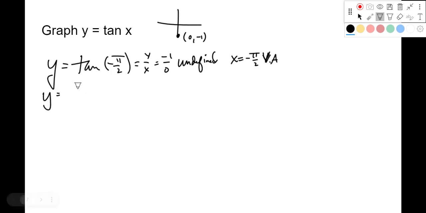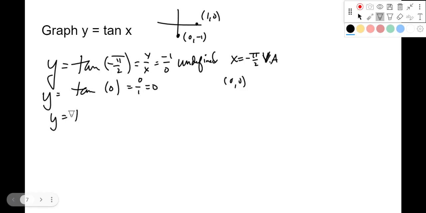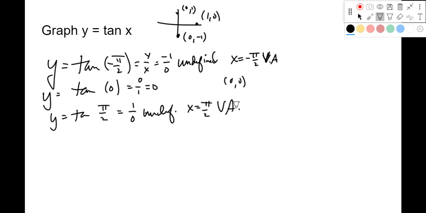All right, let's keep going through the quadrantal angles, and we'll see what the graph looks like. Tangent of 0. If we go to 0, that's the point 1, 0. Tangent's y over x, so 0 over 1, that's 0. So there's a point there on 0, 0. If we go to pi over 2, we have 0, 1. That's 1 over 0. That's undefined again. So at x equals pi over 2, there's another vertical asymptote.